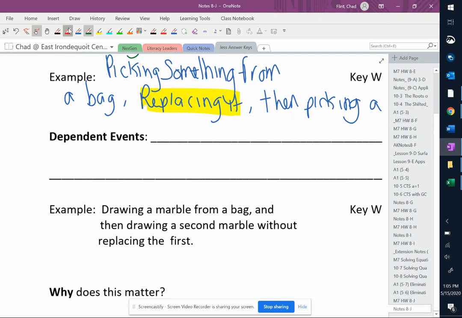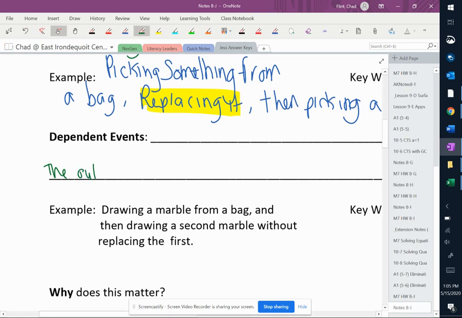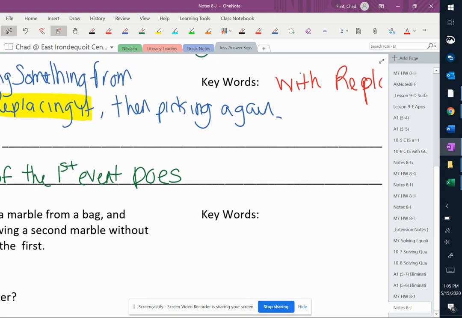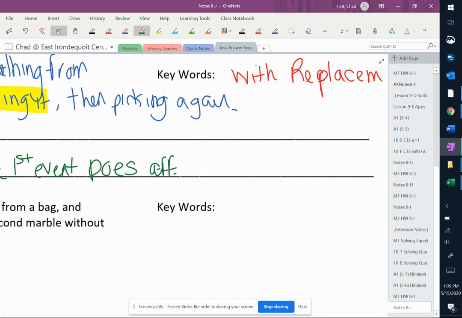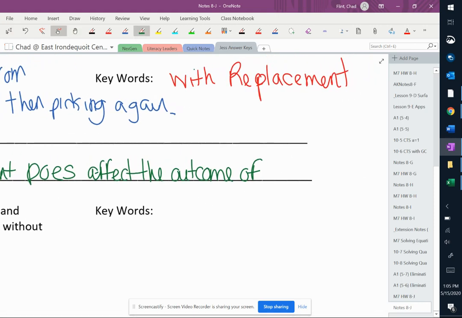So dependent events is where the outcome of the first event does affect the outcome of the second, or of the next event, I'm going to go with, because there's not always only two events. There could be more than two events.